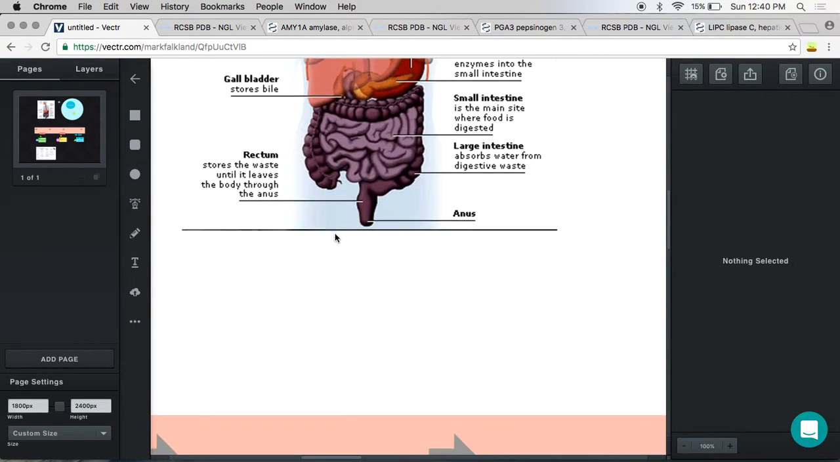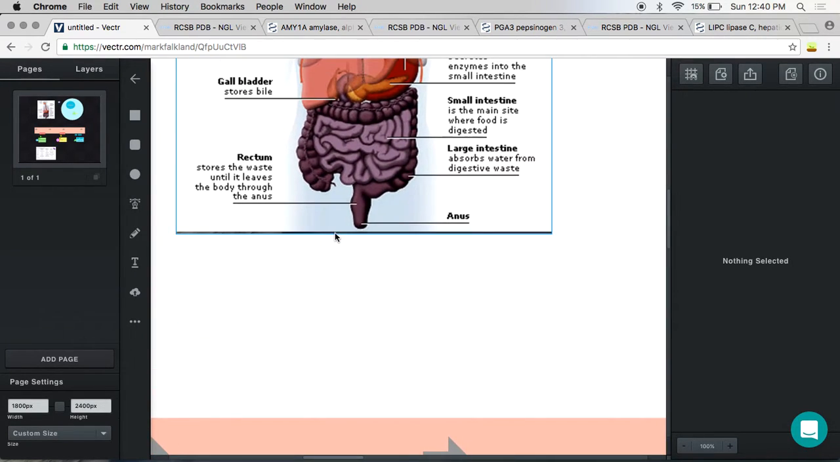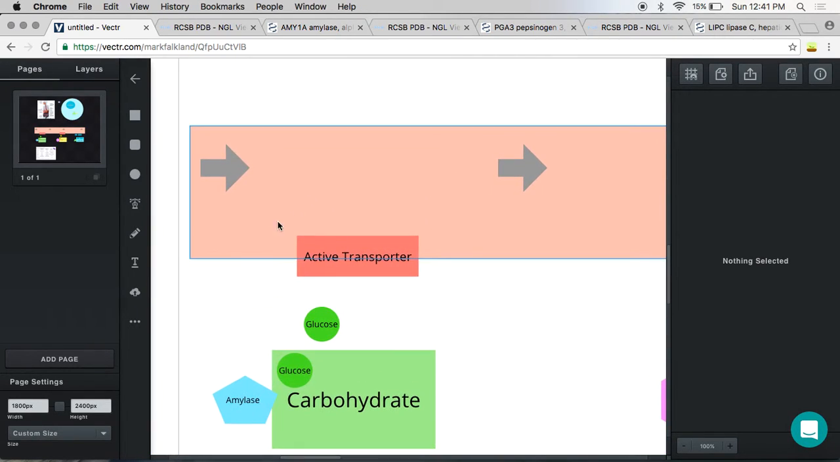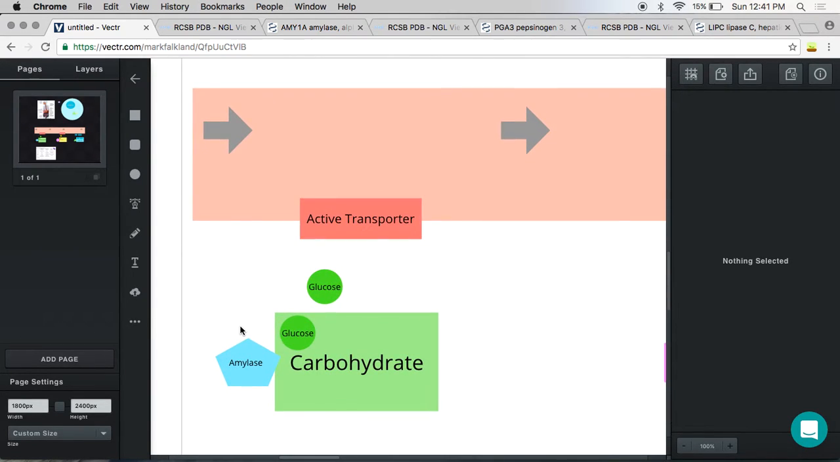Okay, so let's go down, and we're going to do a close-up here of maybe a cell or an area of the small intestine. What this picture shows is a capillary with some blood flowing across, and we're just going to look at how these nutrients are absorbed.